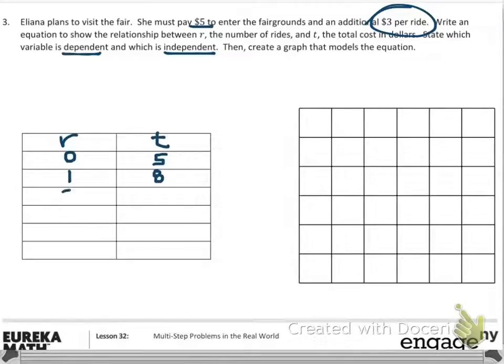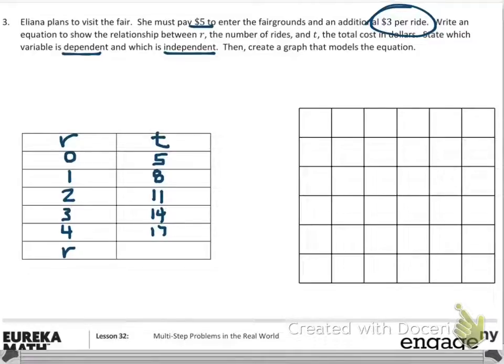If we ride 2 rides, well, then it's 2 times 3, that's 6, plus 5, 11. 3 rides, 3 times 3 is 9, plus 5, 14. 3 rides is $14. If we go on 4 rides, 4 times 3 is 12, plus 5, 17. What if we go on R rides?